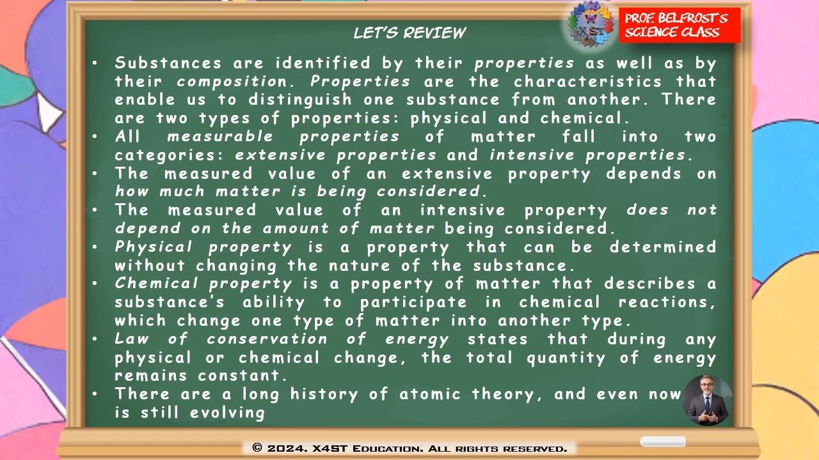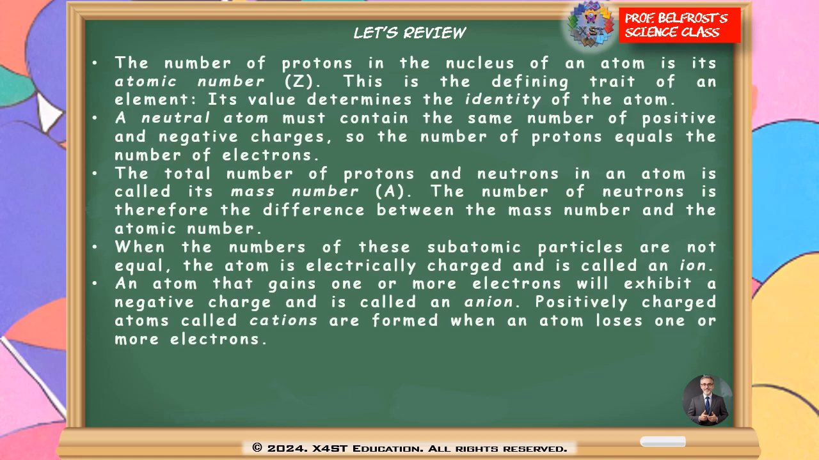Law of conservation of energy. What is the law of conservation of energy? It basically states that during any physical or chemical change, the total quantity of energy remains constant, remains the same. There is a long history of atomic theory, and even now, this theory is still evolving, and I'll not explain it again in this review session. I want you to rewatch the last lesson, the second video on this chapter, if you want to know about the atomic theory.